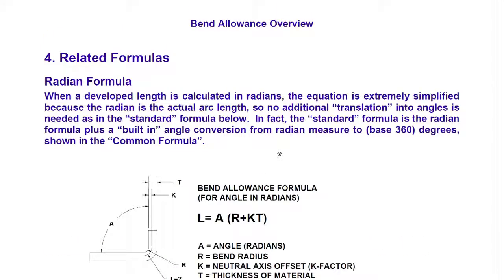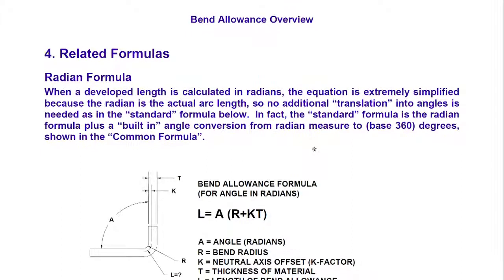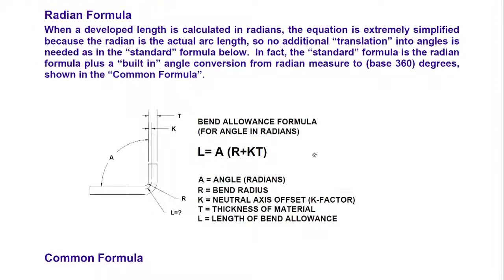they try to come to the point, can we have a formula? When a developed length is calculated in radians, the equation is extremely simplified because radian is an arc length. So, no additional translation into angles is needed as in the standard formula below. In fact, the standard formula is the radian formula plus a built-in angle conversion from radian measures to base 360. While this is nice for us probably from a physics point of view, the reality is that we need to mark them in decimal millimeters.